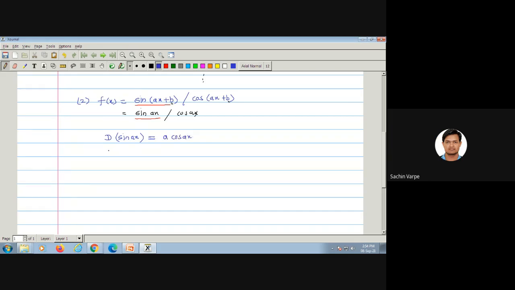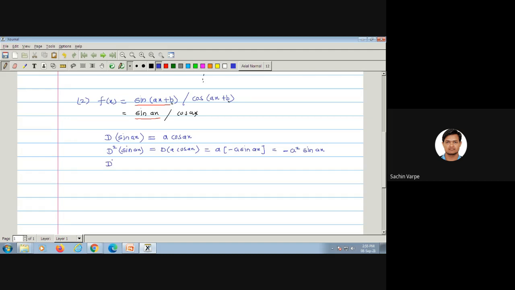Now, if I take one more derivative, that is d square of sine ax, then that will be the derivative of a cos ax, right? And that is equal to what? Yes, a will be outside, and the derivative of cos is minus sine, so minus a square sine ax. So that will be equal to minus a square sine ax. Is it? The minus sign will be outside of the square.